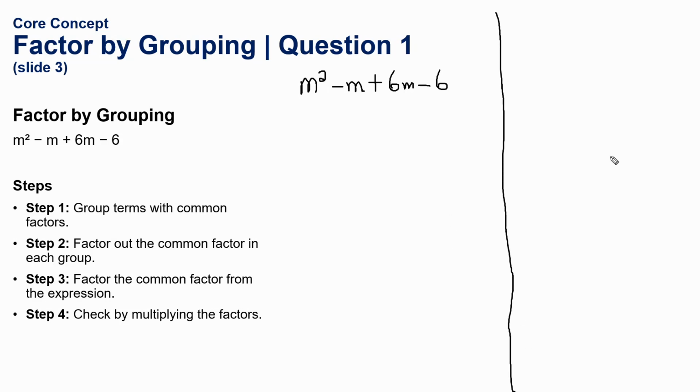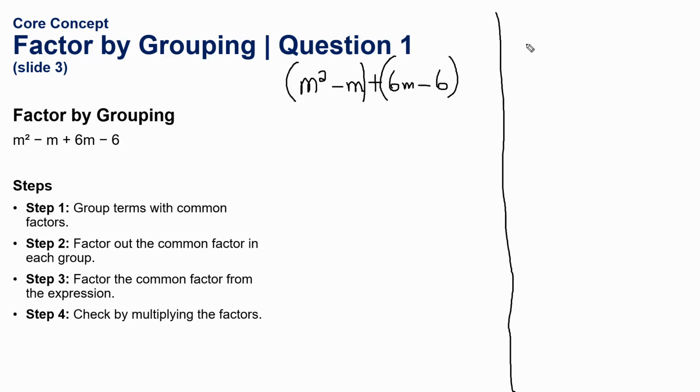So step number 1, we are going to group terms with common factors. The m squared and the m have common factors, the common factor being m, and then the 6m and the 6 have common factors, that being the 6. We are then, step 2, going to factor out the common factor in each group.